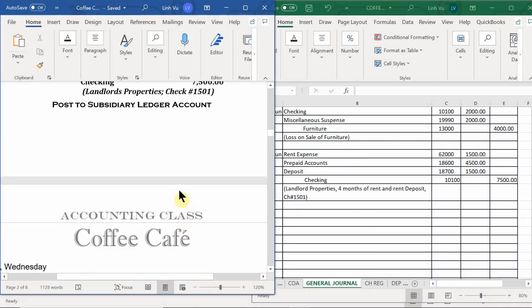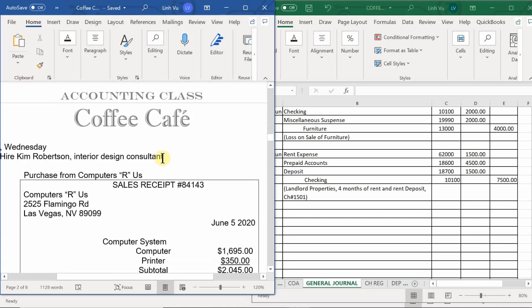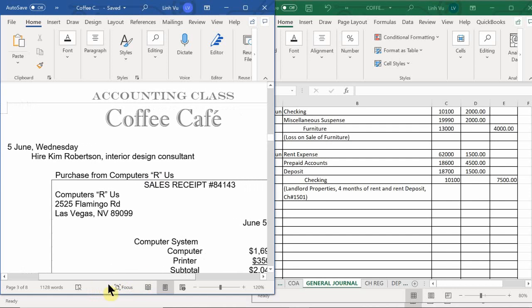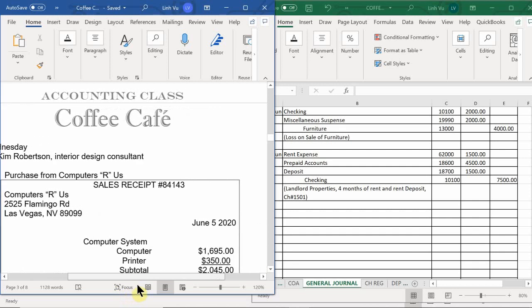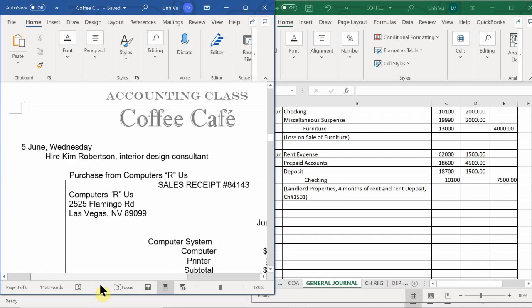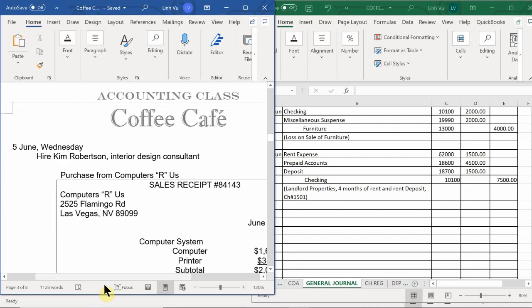All right. So we just paid for Landlord Properties. Let's see what happened next. Do you have employees? We hired Kim Robinson, an interior design consultant. In this case, is our business interior designing? No. So this person is not an employee. We hired a subcontractor to design our store. In this case, a design consultant, someone who is giving us advice on how we should design our store.